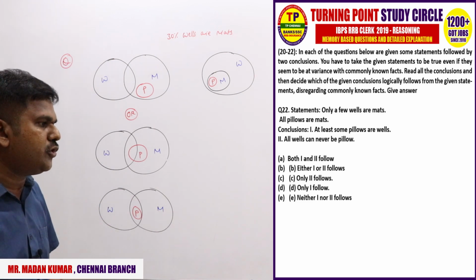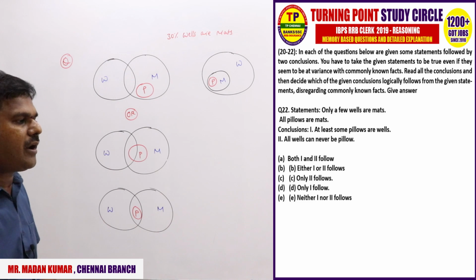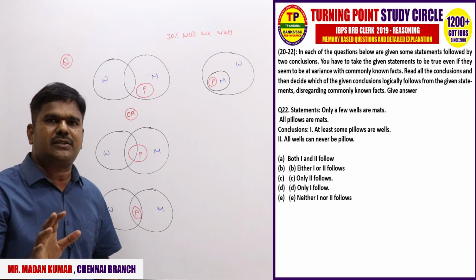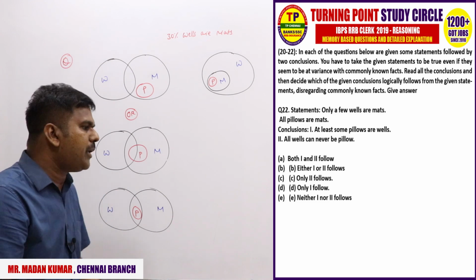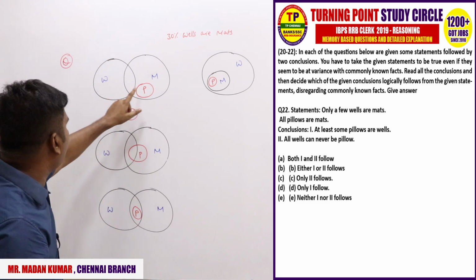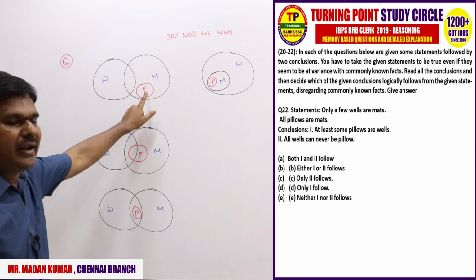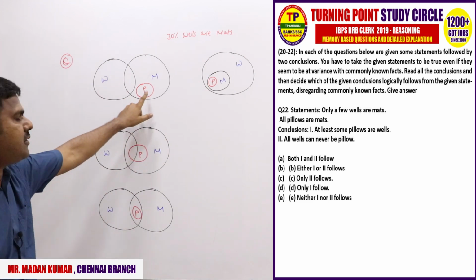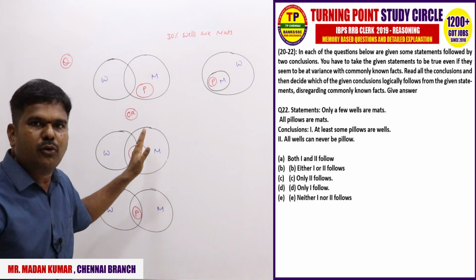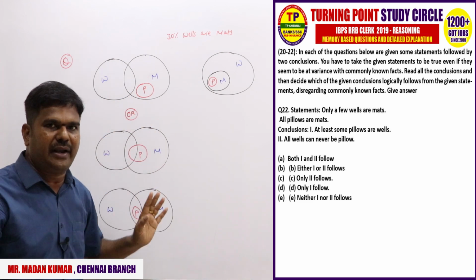So now if you keep this one, what are all the options being given? Conclusions, what is the first conclusion? At least some pillows are wells. No need to worry about at least, it is nothing but some pillows are wells, that we need to prove. But some pillows are wells is ruled out, right? Here itself we are not getting it, all other areas we are getting. Since it is wrong, we should not go ahead with that one. So the first one is eliminated, right?